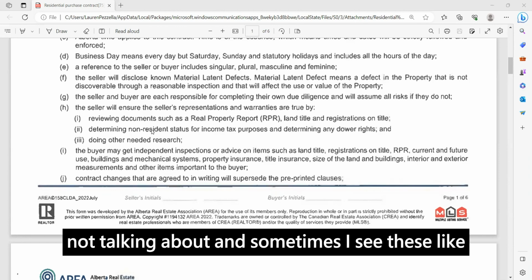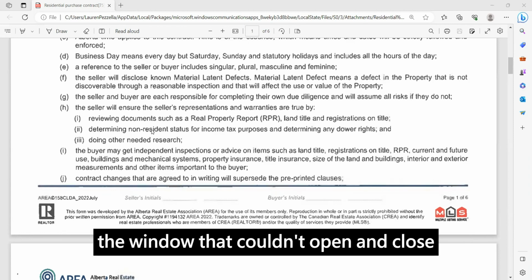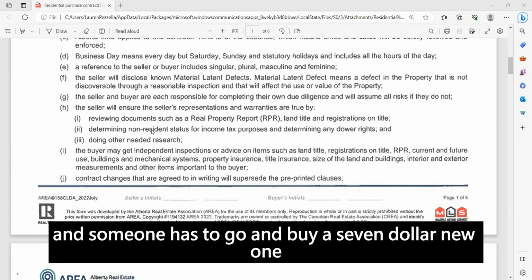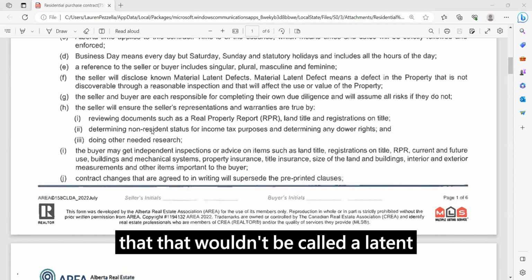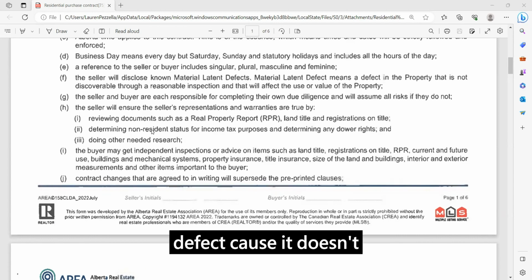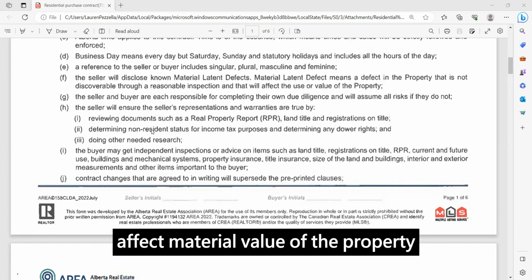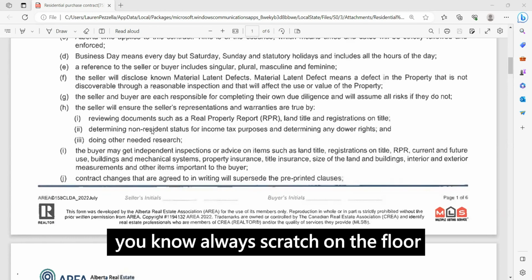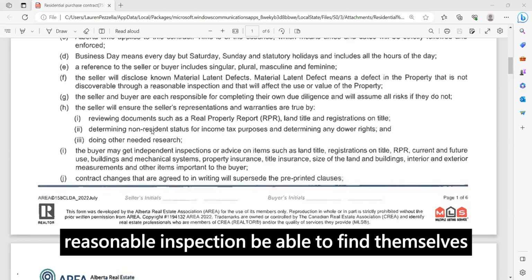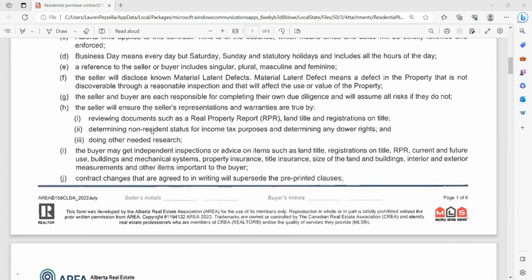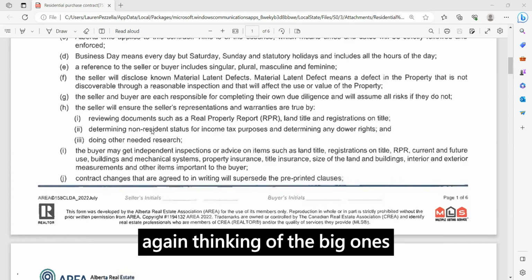And now, I'm not talking about, and sometimes I see these, like a window that could open and close, the handle broke off, and someone has to go and buy a $7 new one from Home Depot or Lowe's or wherever, Canadian Tire. That wouldn't be called a latent defect because it doesn't affect the material value of the property. A scratch on the floor. Again, it's something that people would, through reasonable inspection, be able to find themselves and point out. Again, thinking of the big ones.